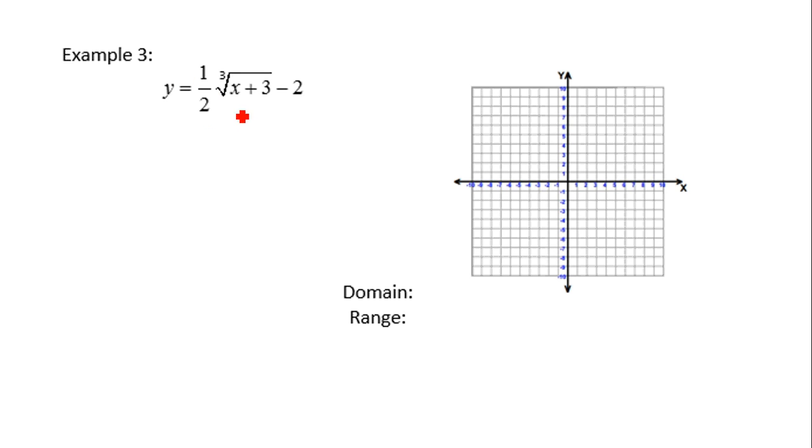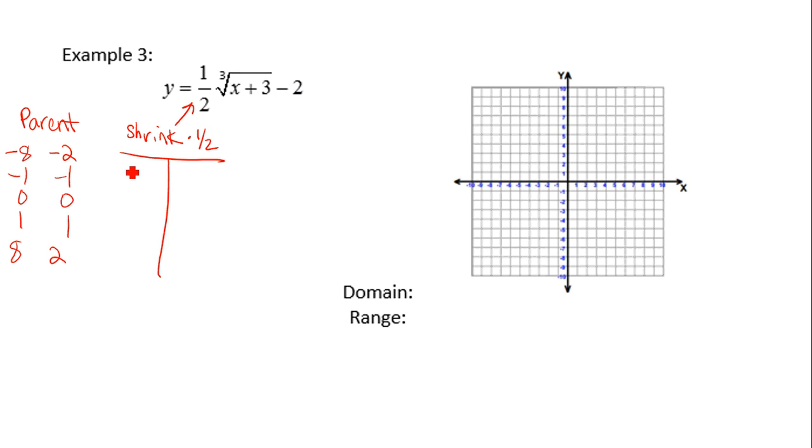So example 3, again, the parent function starts us off. We need that table: -8, -2; -1, -1; 0, 0; 1, 1; and 8, 2. And then from there, we can edit. So this guy right here, a 1/2 in front, so that's a shrink. Shrink times 1/2. So I'm going to take my table values. -8 stays the same. Shrink does not affect horizontal motion. It affects how tall the graph is. So each one of these gets multiplied by 1/2.